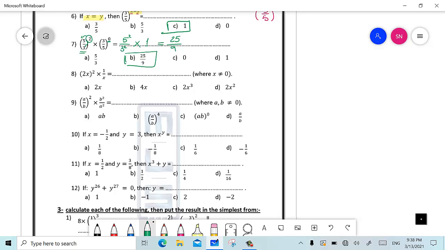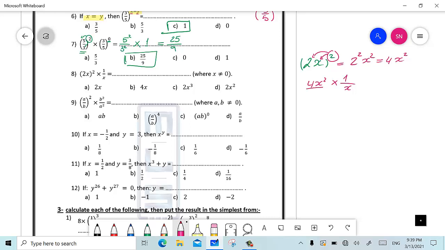2x all squared times 1 over x. Okay, we said before that when I have a bracket, 2x squared, this means I'm going to distribute the 2 on the 2 and on the x. So I'm going to have 2 squared times x squared. 2 squared is equal to 4 and x squared as it is. Now I want to multiply 4x squared by 1 over x.